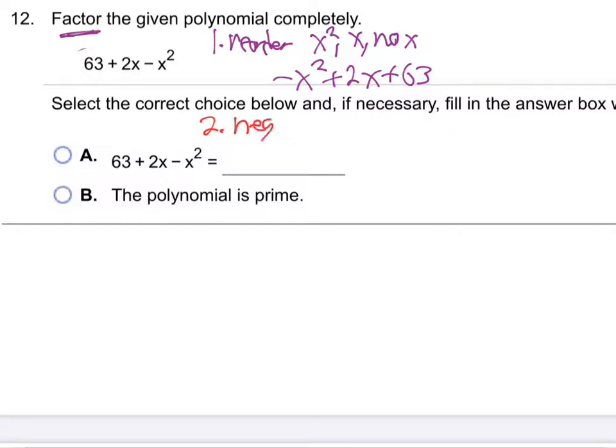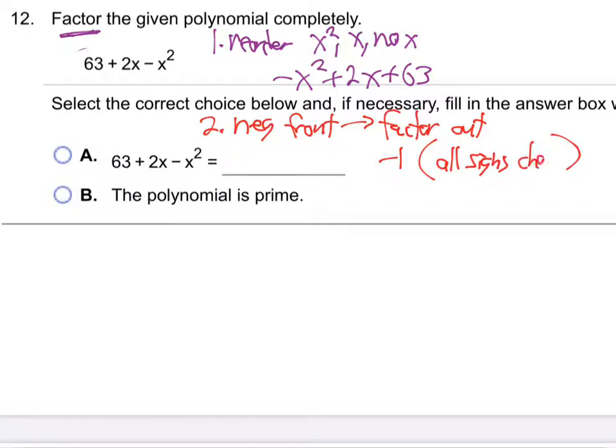When there's a negative in front, we don't like negatives in front. It just makes things hard. Factor out -1, one big parenthesis, all signs change. Factor out -1.